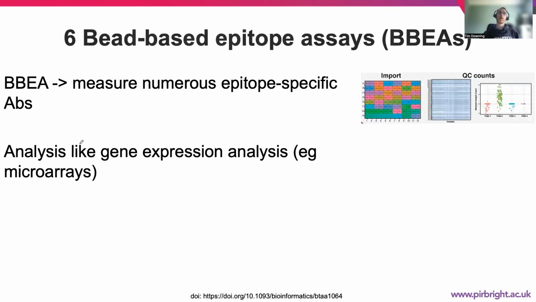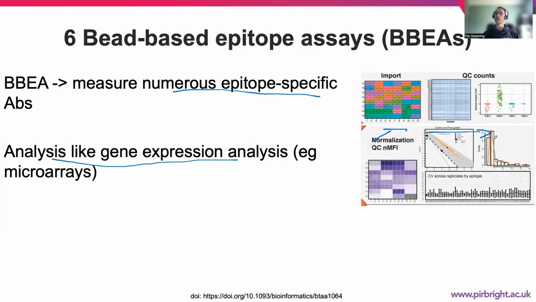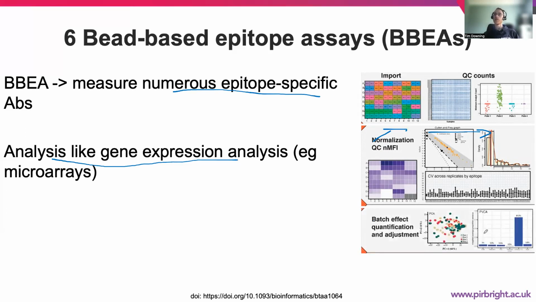So what we're looking at is this bead-based epitope assay that creates numerous epitope-specific antibodies and their segments of their peptides. So in some ways, the analysis steps are like gene expression analysis, where we import our data, we do QC and counting, we normalize it, and then look at the effects, and then try to interpret the patterns at the end in terms of differential antibody binding.